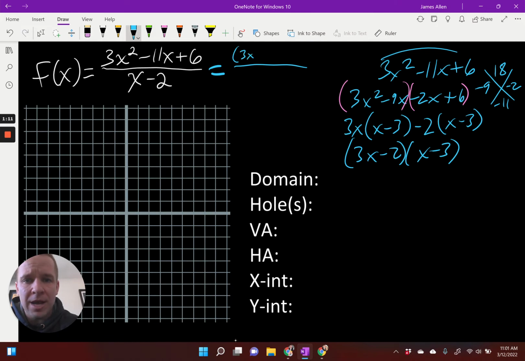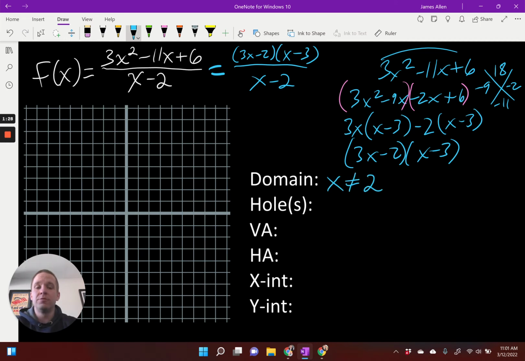So now we're going to have 3x minus 2 and x minus 3 in my numerator. My denominator is x minus 2. Now, let's start with our domain. We look at our denominator. Whatever's going to make that 0, that's our domain restriction. So x cannot equal positive 2. No other restrictions there for the domain.